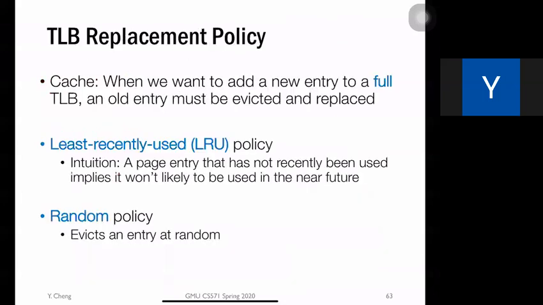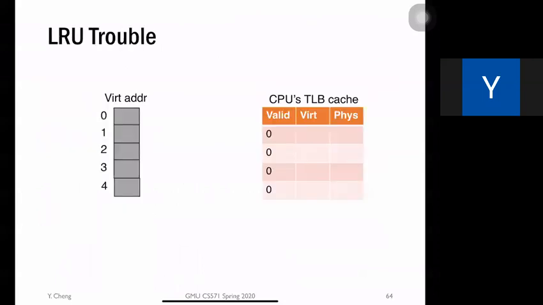So next, let's take a look at the TLB replacement policies, and how exactly the least recently used policy performs within a TLB context. Let's talk about this interesting scenario, which is called TLB trouble. On the left-hand side of this slide, it shows the virtual address space of a process, which spans 5 different virtual pages, from virtual page number 0 all the way to virtual page number 4.